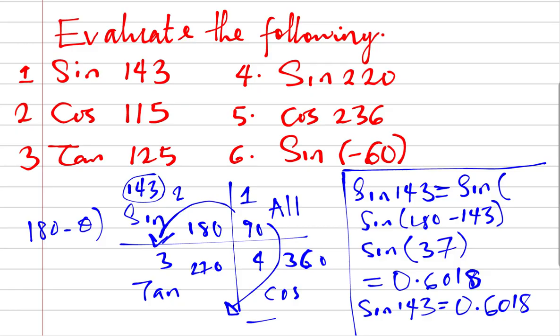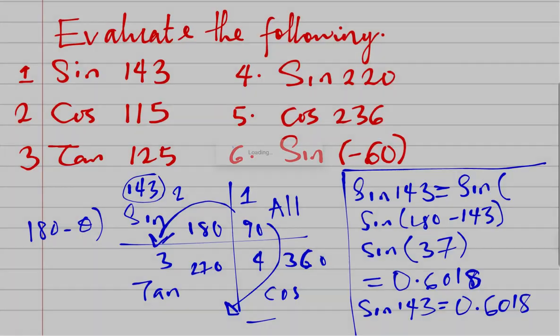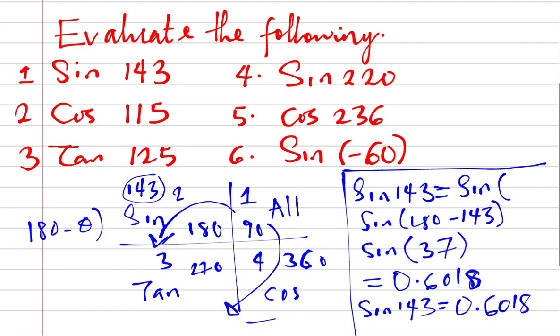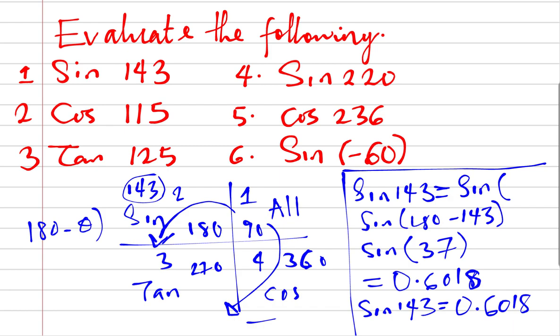Now look at the second one. The second question is cos 115. If you want to do cos 115, you can see it is under the second quadrant here. Don't forget that only sine is positive. Only sine is positive, others are negative.